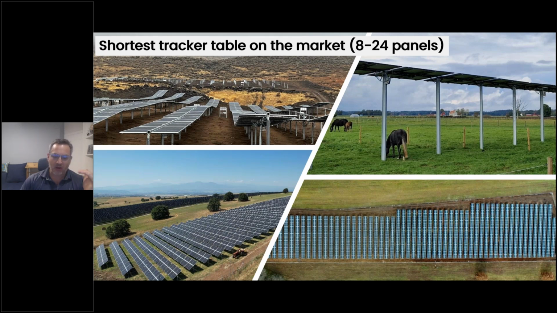Now, when I say short, I'm not talking about close to the ground. I mean short as in each table of panels that's being moved by a single motor is much shorter. So instead of trackers that are 1 string, 2 string, 3 strings, even dual rows moving 150, 200 panels, each of our trackers, our building blocks, is between 8 to 24 panels.